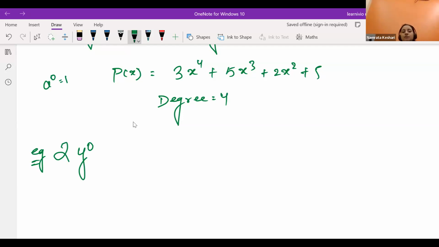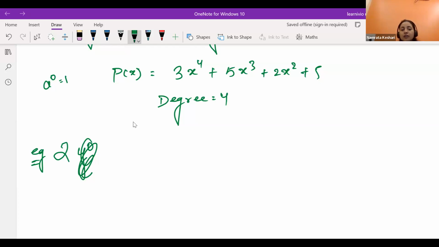So if just 2 is there, yes, it's a polynomial because it fulfills the criteria of a polynomial. You can think of it like this: maybe a variable is there with power 0. So it fulfills the criterion of the exponent being a whole number. So yes, it's a polynomial.